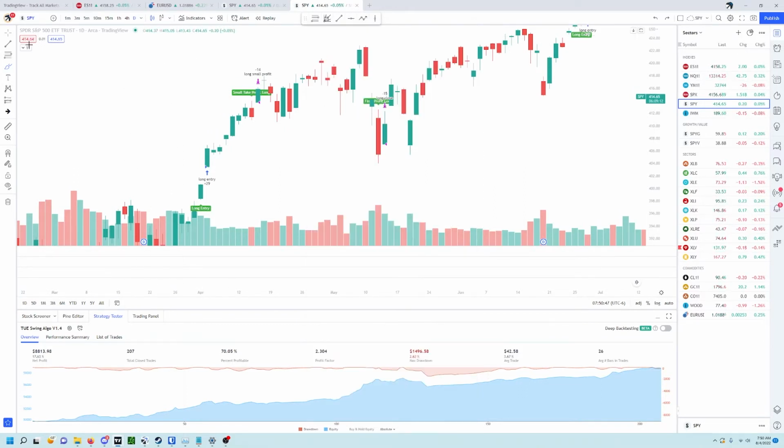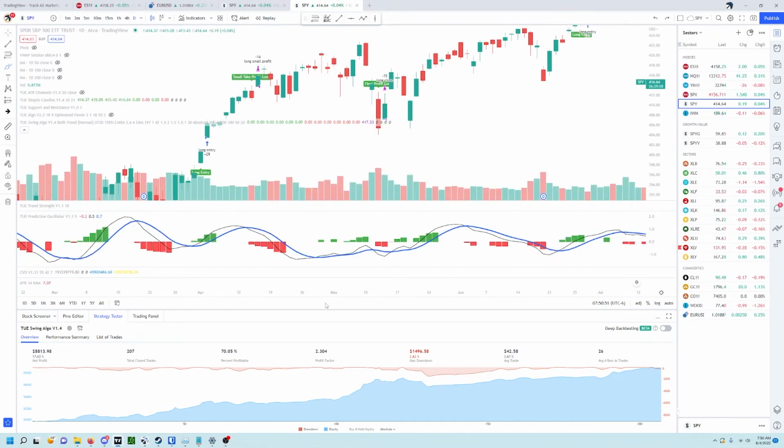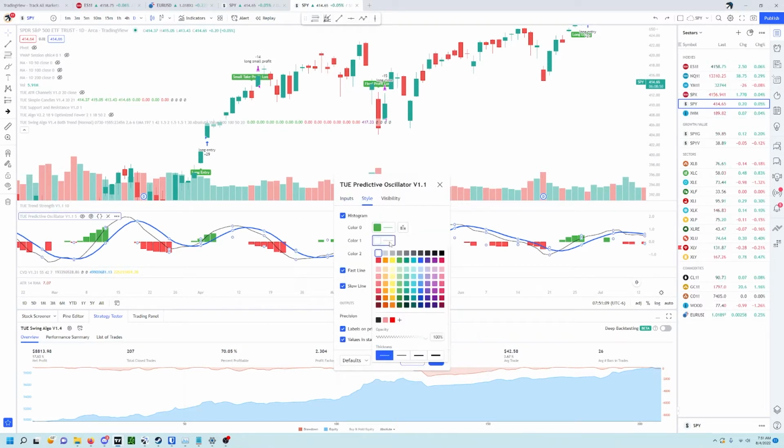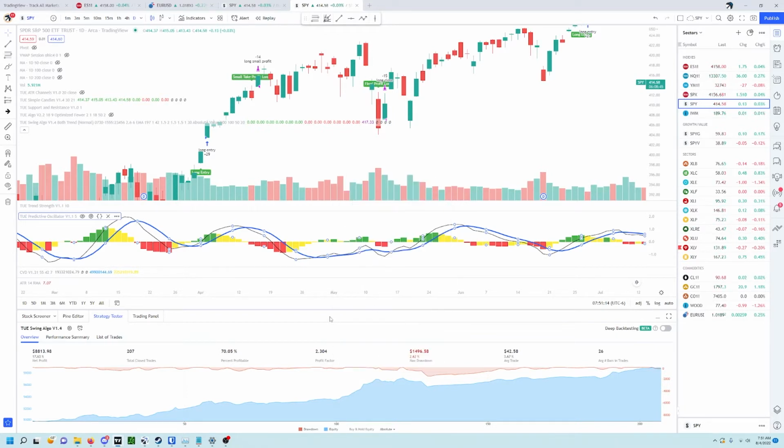How it works is it uses our predictive oscillator right here. As the oscillator crosses over, you can see here it crossed over, and as it crosses over, it takes a profit, and then it also uses the histogram, which you can't see very well on this chart. It also uses the histogram to help it take profits as well. So it's using this predictive oscillator to find those areas.